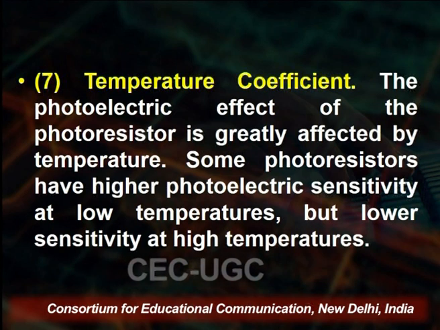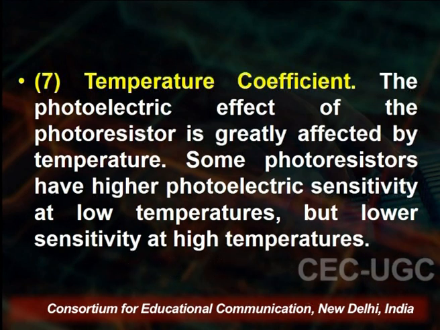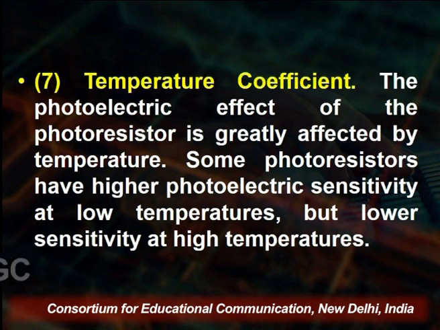So the next parameter is the temperature coefficient. The photoelectric effect of the photoresistor is greatly affected by temperature. Some photoresistors have a higher photoelectric sensitivity at a lower temperature, but lower sensitivity at a higher temperature. So one of the parameters is also the temperature at which we are using the photoresistor. Next is the rated power. Rated power refers to the power that the resistor can consume in a certain time. When the temperature increases, the power it can consume decreases.